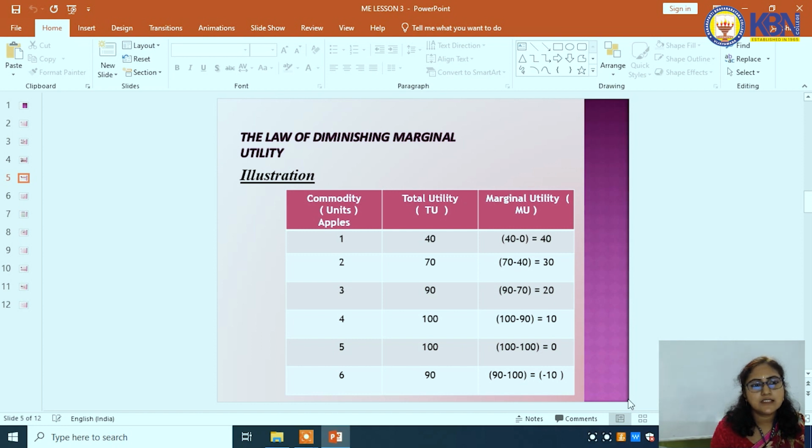Here in this theory, we just take a small illustration. With the help of the illustration, let us see how the law of diminishing marginal utility actually works out practically. For the illustration purpose, here we took 3 important columns. The first column comprises units of a commodity offered to the consumer, that is, apples. The second column represents total utility, indicated by TU, and the third column represents marginal utility, denoted by MU.